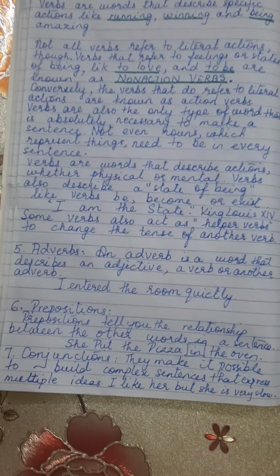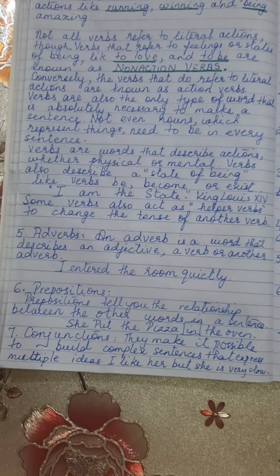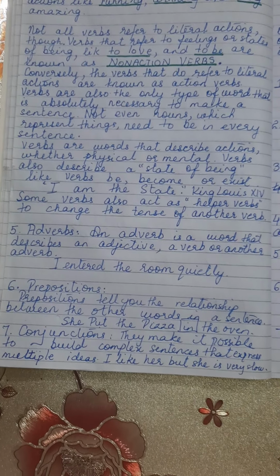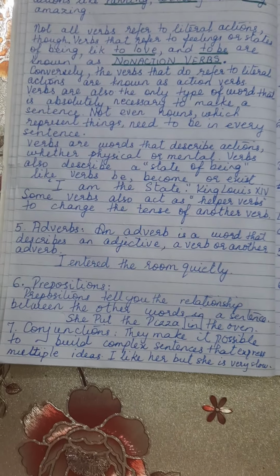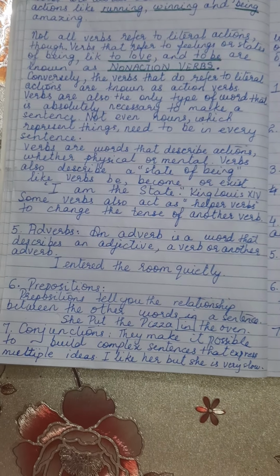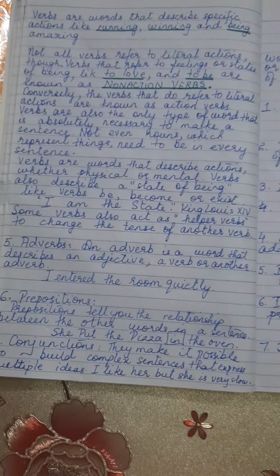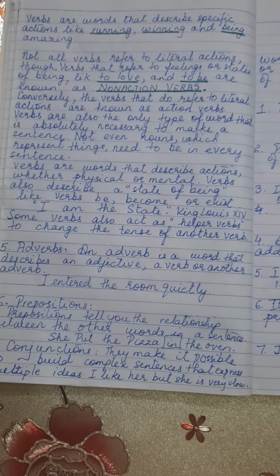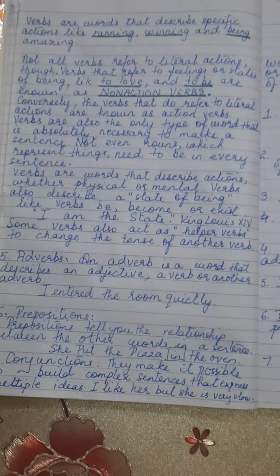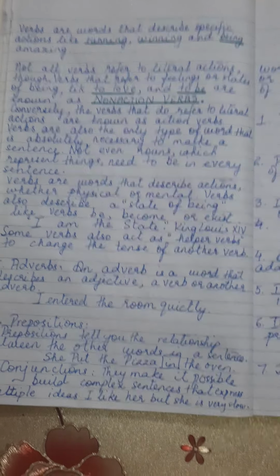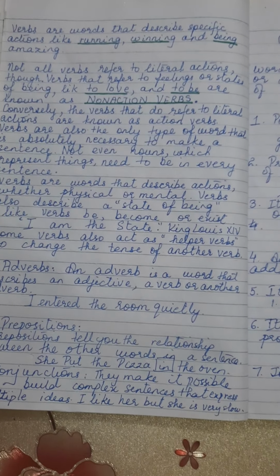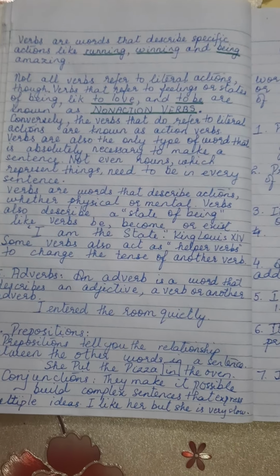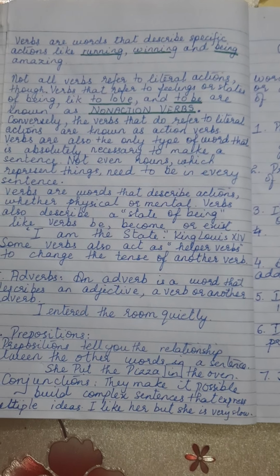Number 7 is conjunctions. They make it possible to build complex sentences that express multiple ideas. I like her is a complete sentence, but with the addition of but, I like her, but she is very slow. She is very slow is also a complete sentence. We have joined 2 smaller sentences by the word but to make a more complex sentence.